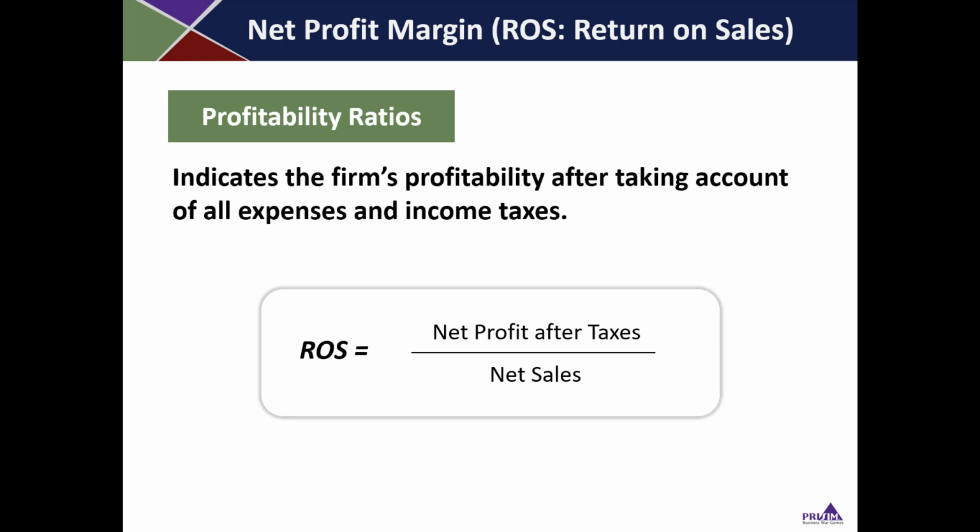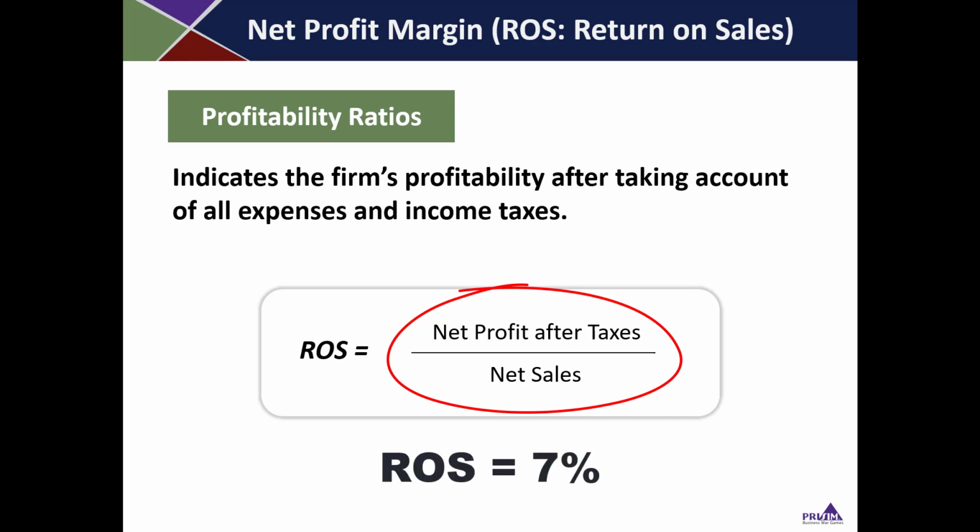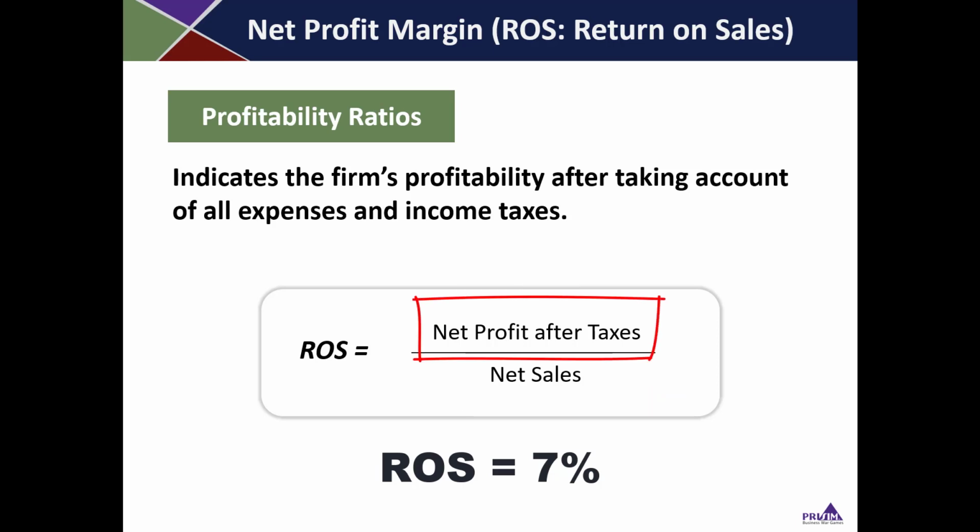Let's talk about return on sales. This is an indicator of the overall profit of the company, and it's calculated by taking your net profit after taxes divided by your net sales. So as an example of interpreting this ratio, if you had an ROS of 7%, that would mean that you've got 7 cents in profit after taxes for every dollar of revenue.